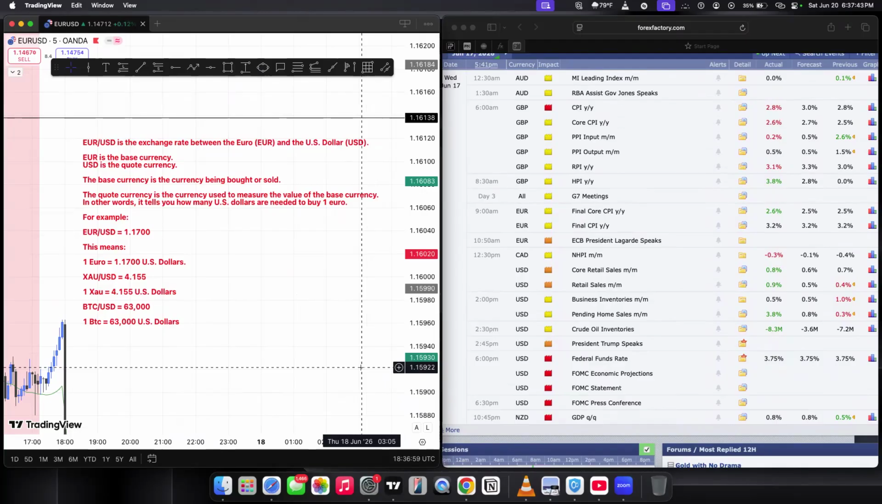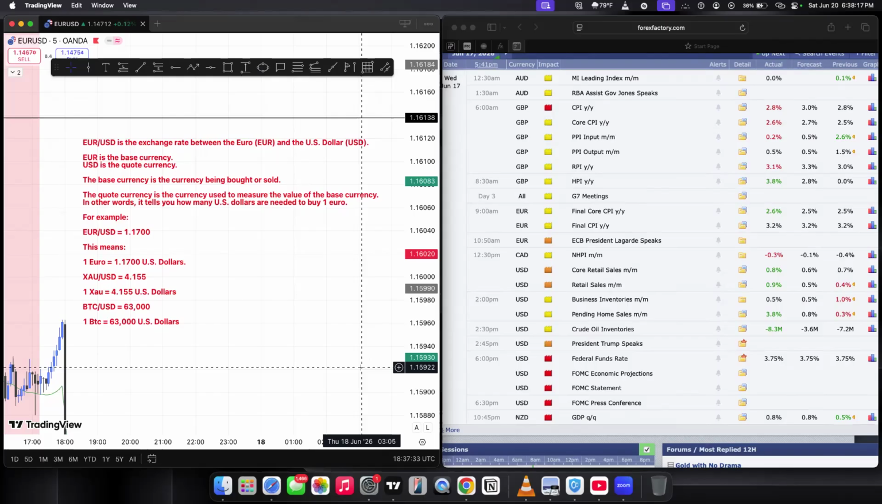So Euro USD is the exchange rate between the euro and the US dollar. Euro is the base currency and USD is the quote currency. The base currency is the currency being bought or sold, and the quote currency is the currency used to measure the value of the base currency. In other words, it tells you how many US dollars are needed to buy 1 euro.